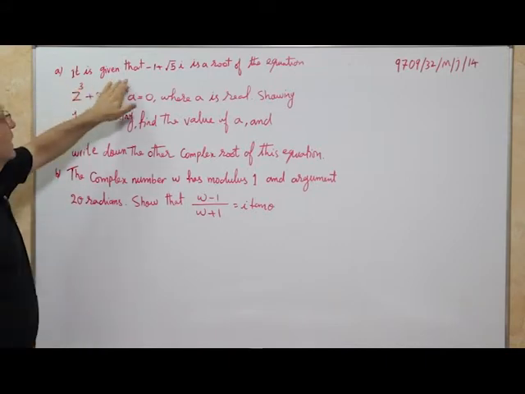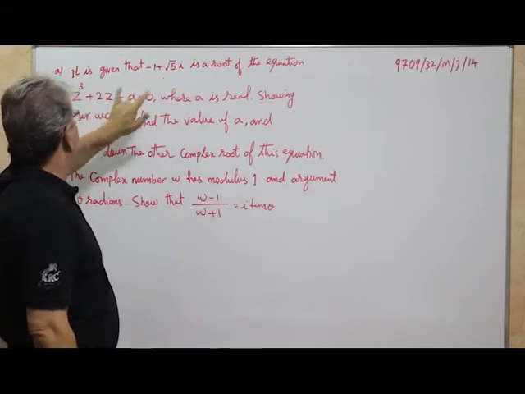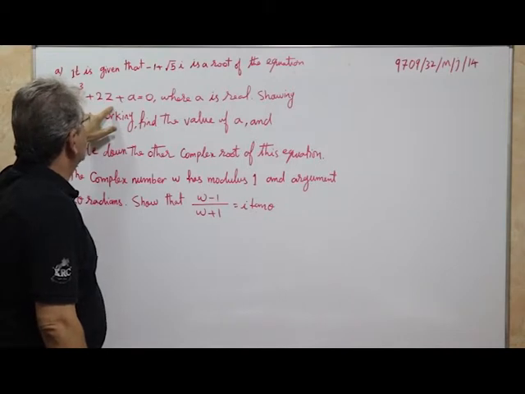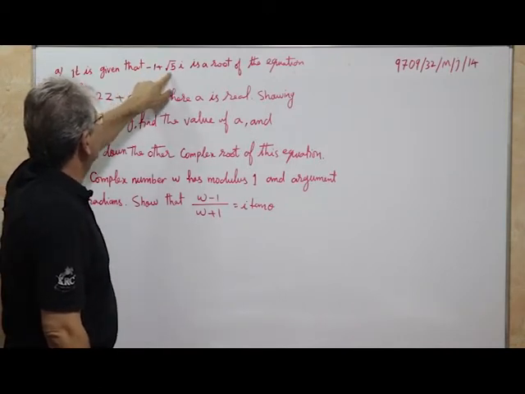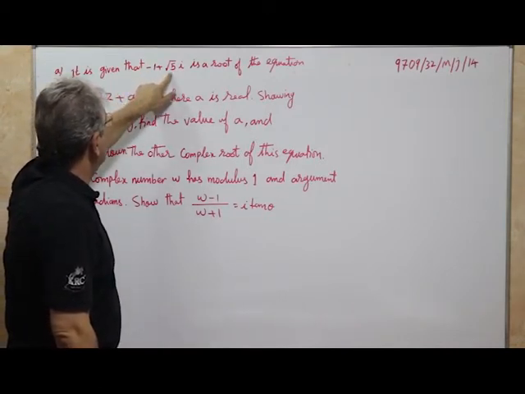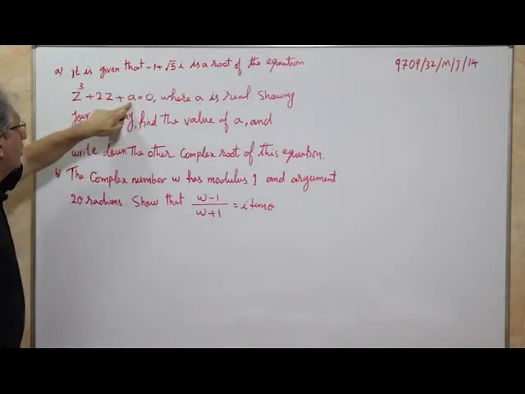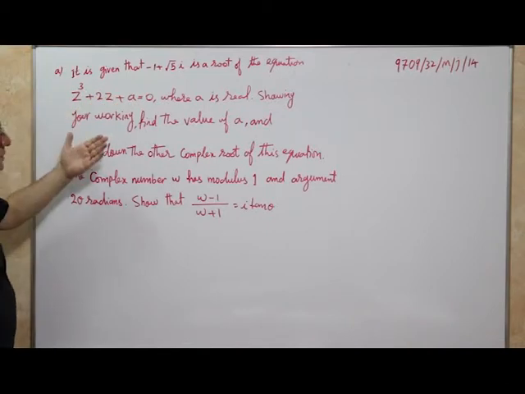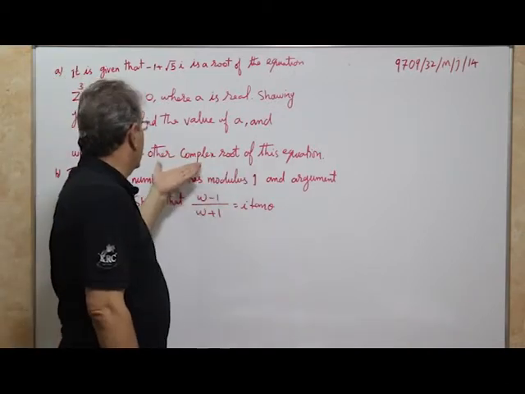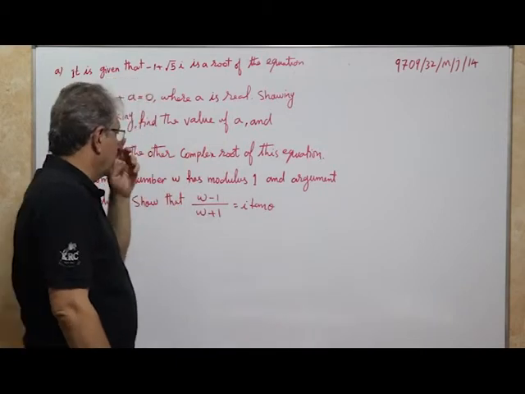It is given that one of the roots of this cubic equation is -1 plus square root of 5i. Then he is asking us to find the value of a and write the other complex root of the equation.